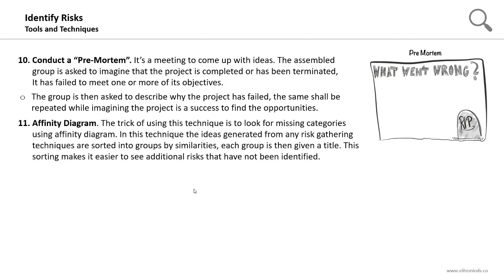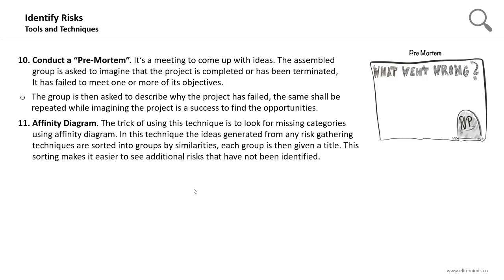Affinity diagrams are tools that are frequently used in risk identification, and the trick of using this technique is to look for missing categories using affinity diagrams. So for the exam, keep in mind that affinity diagrams and checklists are commonly used as reminders for the risk identification activities.